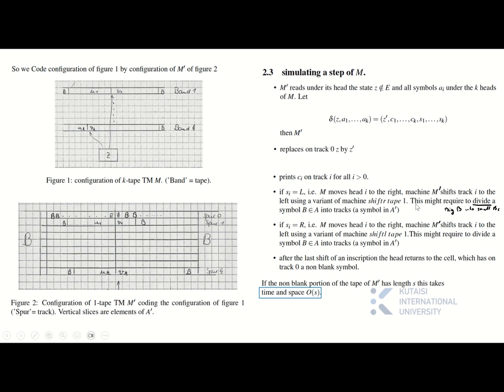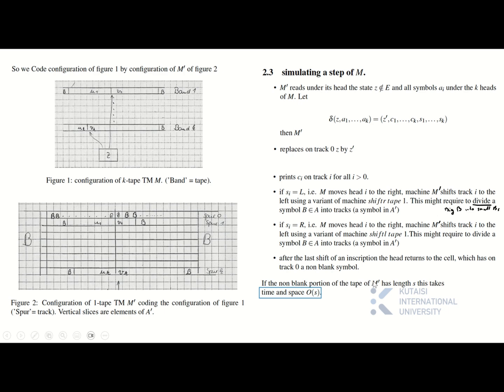But then there's a sentence that says this might require dividing symbol B into tracks. What this means is that once you're shifting a track, and you come to this big B, something has to be shifted right here. So what this might require is that you divide big B into the vector of small b's. But you can, of course, figure it out, and you do it left, right, and so on. I will leave it as an exercise that this takes time and space O(S).